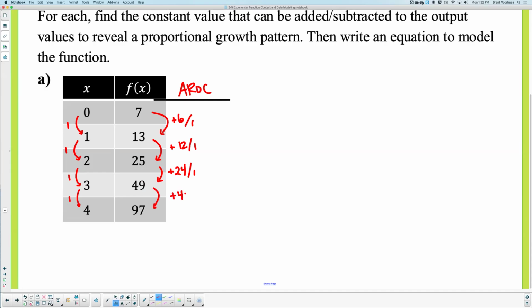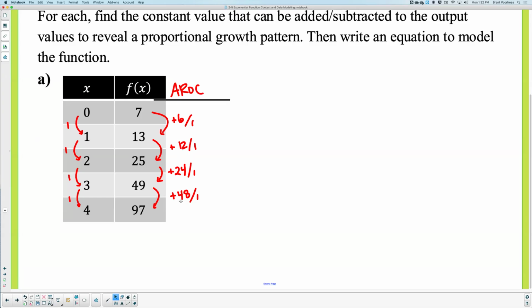48. 48, good. Okay, now why did I do A-Rock? Is it just because I trained you? No, here's the reason. This is exponential. How I know it's exponential is if you look at the A-Rock column, you can see that these are being multiplied. What number am I multiplying to get from 6 to 12 to 24 to 48? I'm multiplying by 2. That's the definition of exponential. The x's are adding, but the y's or the A-Rocks are multiplying. I'm multiplying by 2. Does that make sense?